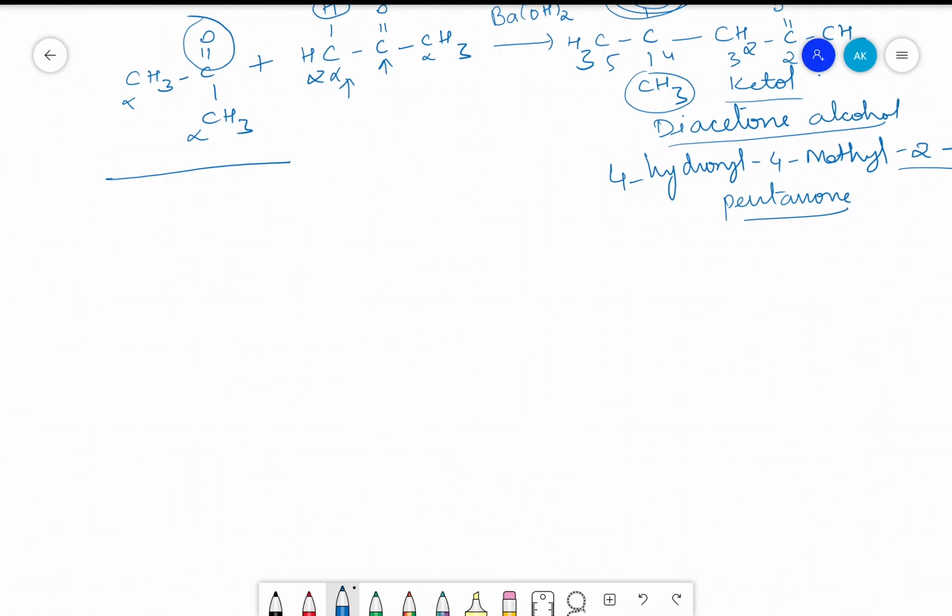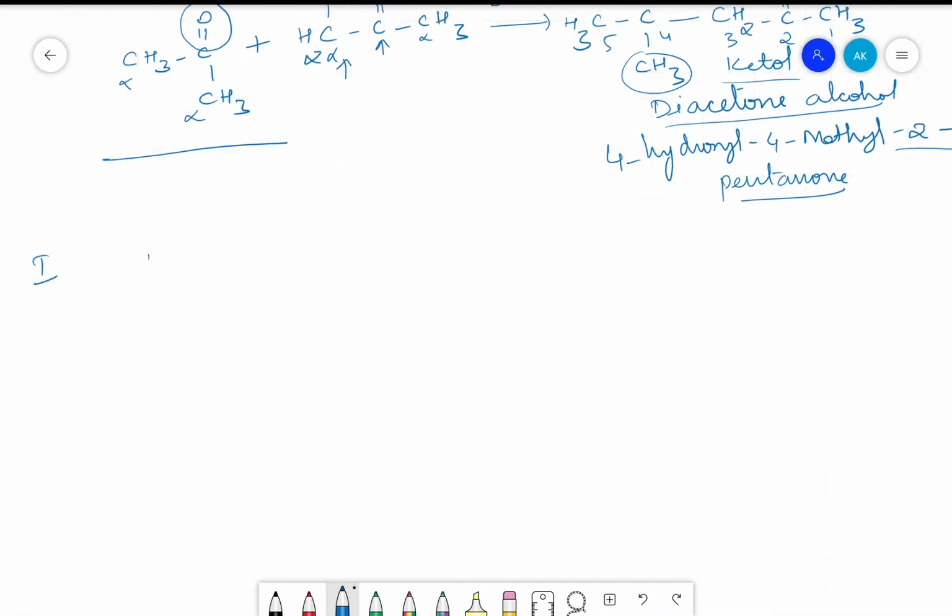What will be the first step in the mechanism? I'm just trying to explain it to you here. I'm writing CH3 as CH2H, C double bond O, CH3, which reacts with OH minus.